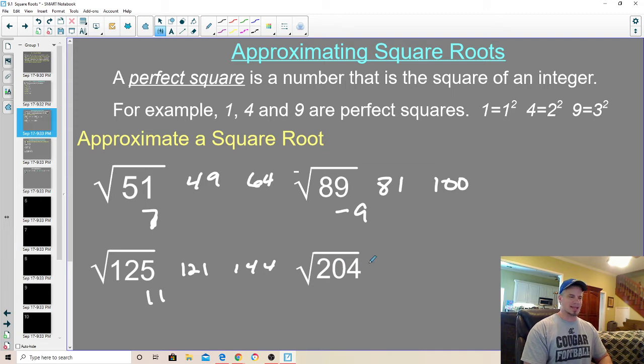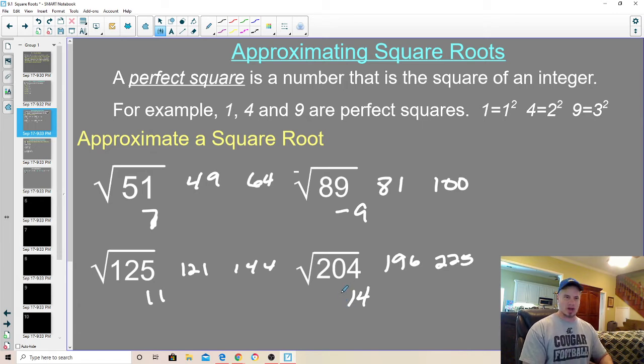204, if we're approximating that, let's think. Now we should know our perfect squares. 14 squared is 196. 15 squared is 225. So this is in between those two, which is what we want. Well, it's closer to 196. And when you take the square root of 196, you get 14. So if we're approximating this answer to the nearest whole number, we're going to say it's 14.